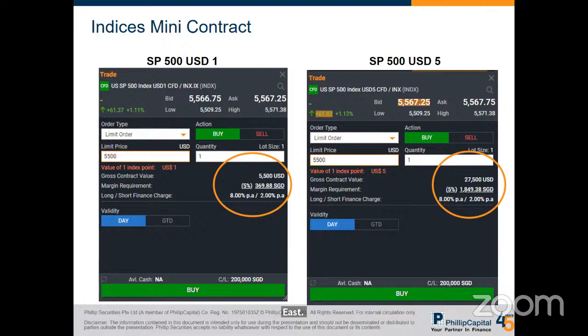Okay, so do note that our contracts track the performance of the cash index and they are dividend adjusted. Also, the price may differ from the cash index, and different indices have different leverage. We offer up to 20 times leverage.